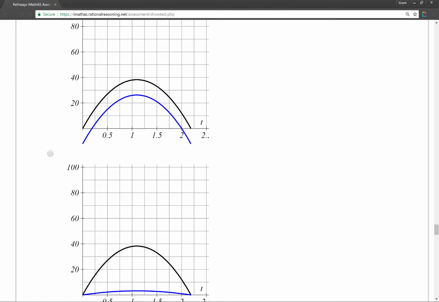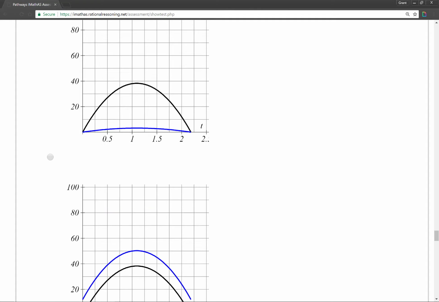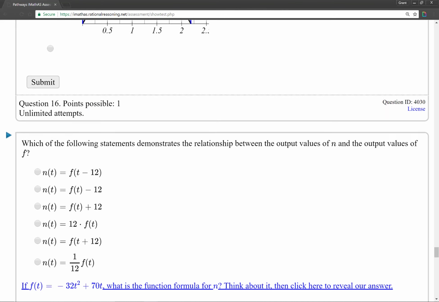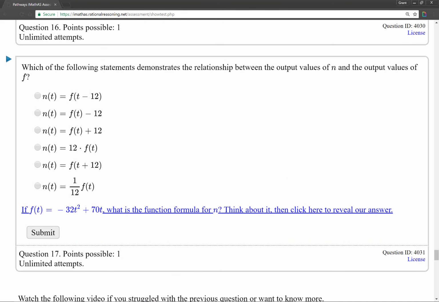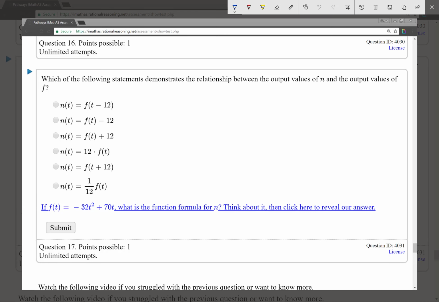So we can use that way of thinking to determine which graph represents the new function, but let's skip past this question and look at the following one. Which of the following statements demonstrates the relationship between the output values of n, where the output of n was in inches, and the output values of f, where the outputs of f were in feet?